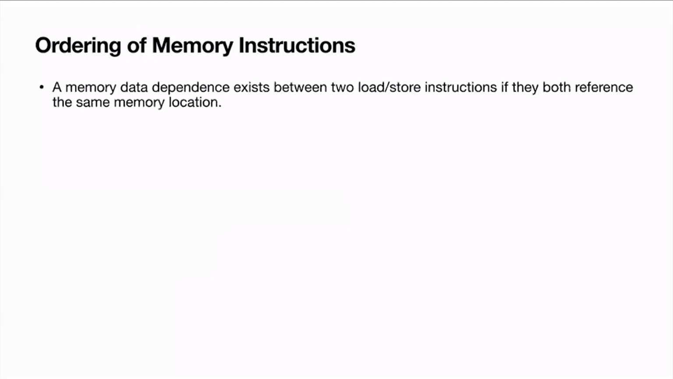So how do we order these memory operations? In my program, there may be load instructions and store instructions. There will be a load, after that a store, and after that another load, and so on. There may be some dependency among these instructions. So how do we handle all this? When do we say two memory operations are dependent? If both are referring to the same memory location, then these two instructions are said to be dependent.